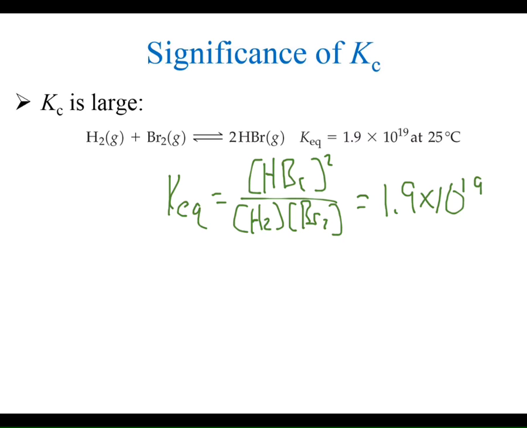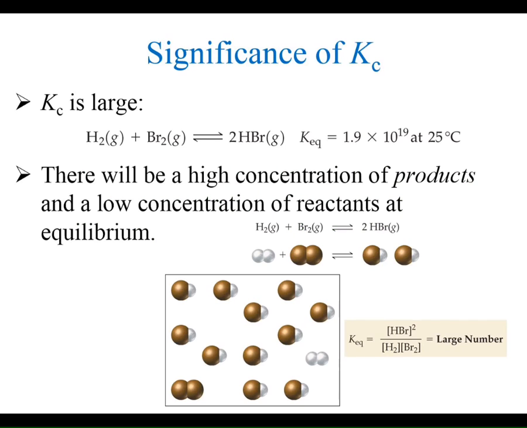If this number is really big, a big number over a small number gives you a big number. A small number over a big number will give you a small number. If you divide by a big number, you get a small number. That makes sense? So this tells me, if K is really large, that means it is favoring the forward reaction, and we mostly have products. So we have a lot of products.